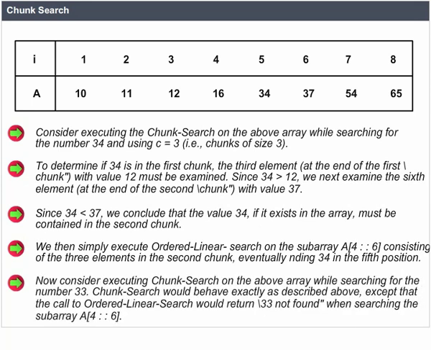Now consider executing chunk search on the above array while searching for the number 33. Chunk search would behave exactly as described above, except that the call to ordered linear search would return 33 not found when searching the subarray A[4:6].